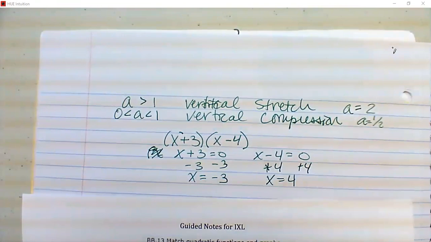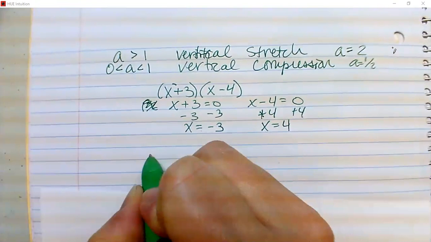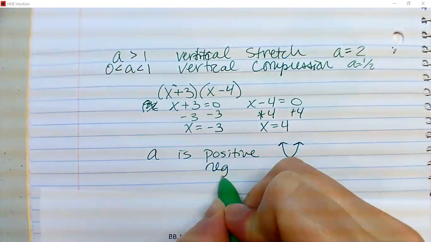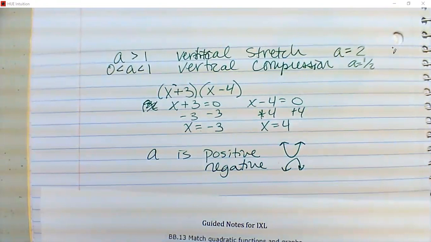What also might help out, going back to A: remember, if A is positive, that tells us that the function opens up. And if A is negative, that tells me that the function's going to open down. So that's going to give us a little bit of a hint as to how to match up these graphs as well.